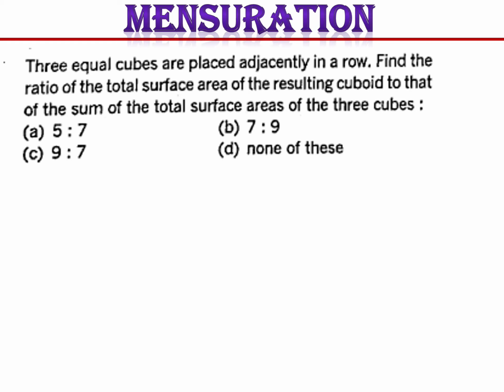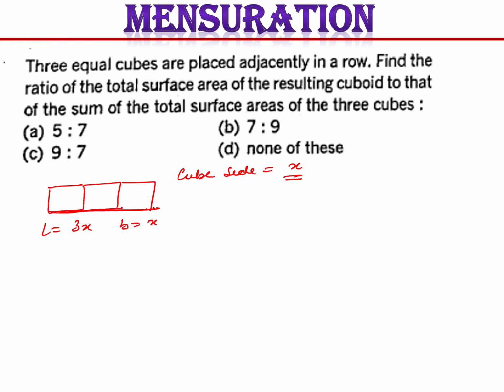3 equal cubes are placed adjacently in a row. So I have 3 cubes which are placed in a row. Let's say each cube's side is x centimeter. Now when you are going to place them adjacently, what will happen? The length will become 3x, breadth will remain x, and the height will remain x.